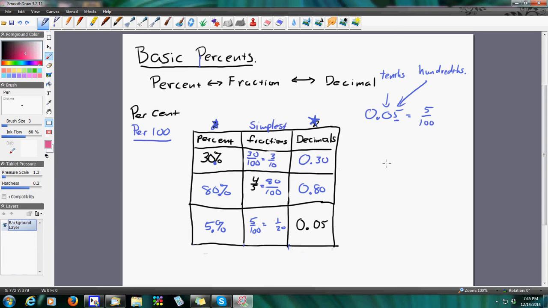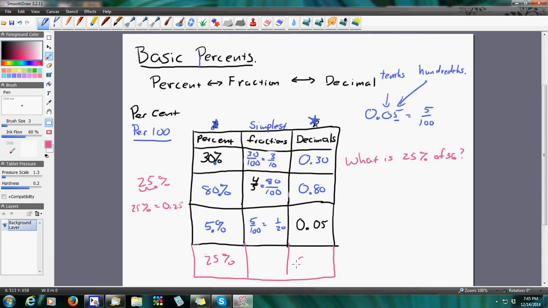So I'm going to give you one more example. What is 25% of 36? And you might be saying, oh, well, that's easy. Well, let's see. If I have 25% and I want to make it into a decimal, I can do that. And so I get 25% equals 0.25.